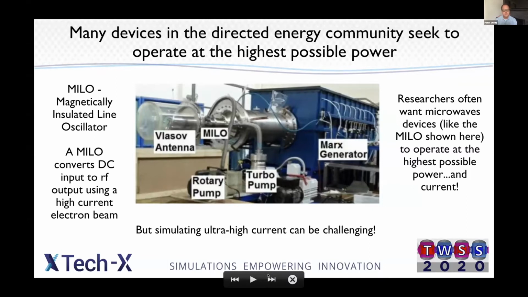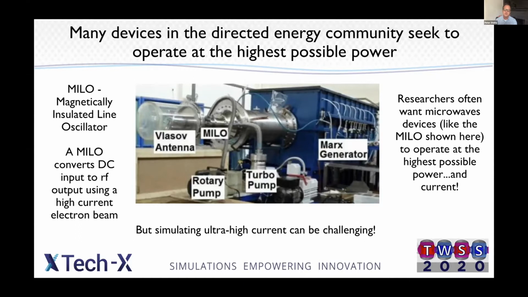And the one that you're looking at there is called a MILO. MILO stands for magnetically insulated line oscillator. And the actual device is just right there, just that little bit of it. Everything behind it in the blue is the power supply. There's an antenna on the front so that when you generate your directed energy, you can broadcast it. There's some pumps because you can't do physics without pumps.